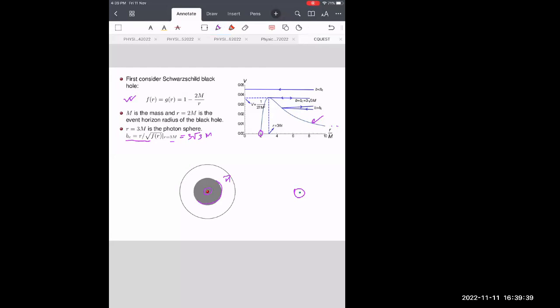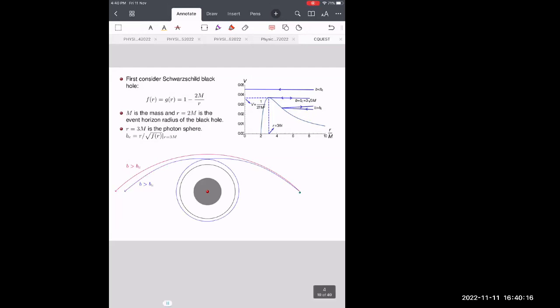Now if we shoot a photon from this light source towards this object with an impact parameter greater than this critical value BC, then it undergoes a turning and escapes to the other side, to a faraway observer, or to infinity. And this in this diagram is represented by this line.